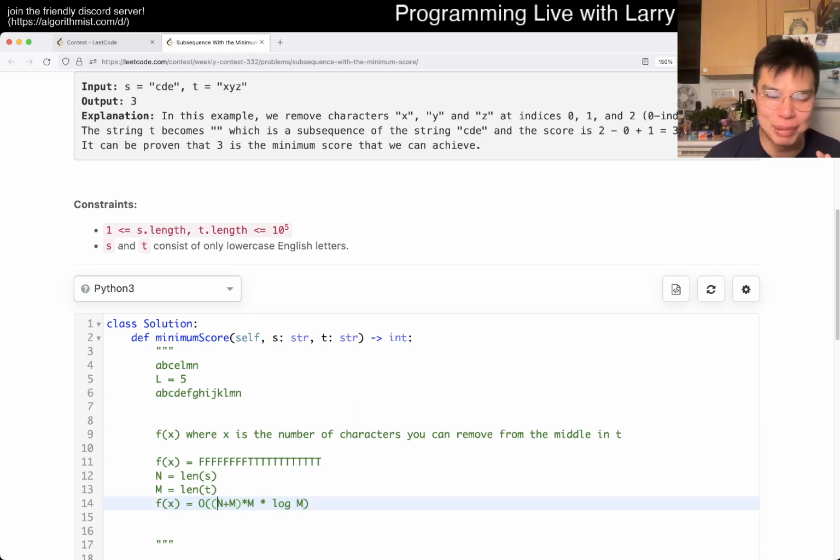Regardless of whether it's m plus m or not, this is still too slow, right? Because we have 10 to the 5th times 10 to the 5th times log n, which is too big. You could do the math on what that equals to. TL;DR, too big, right?